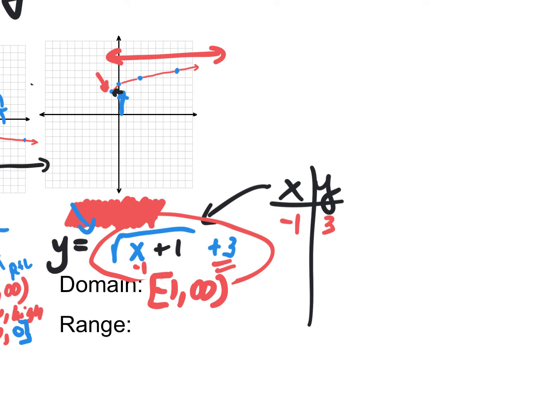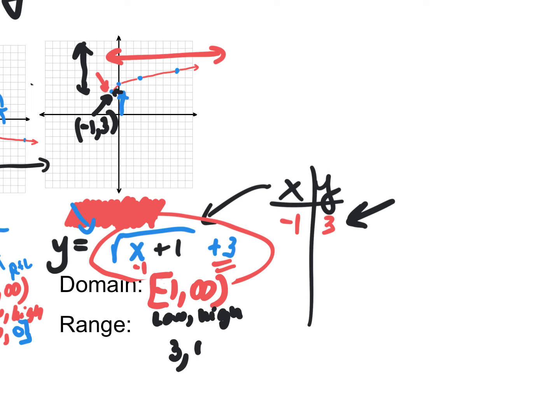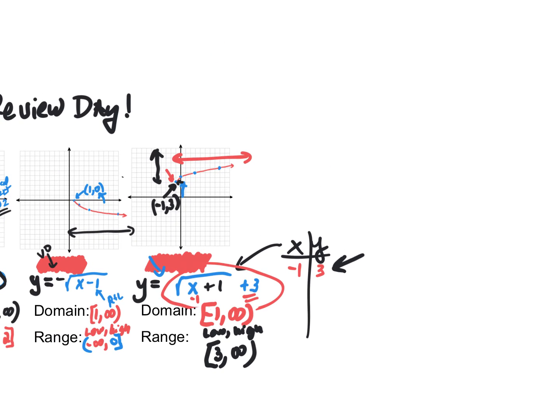And the range is from how low to how high. And the lowest this thing went was this point right here. I like to write out the point to help me make sure I don't make a mistake on that. (-1, 3) is that point right there. And so the range is how low to how high. Well, the lowest it went is the y value right here, which is 3. And the highest it goes, keeps going forever, infinity. Bracket on the 3. All right, that's some of the toughest stuff.